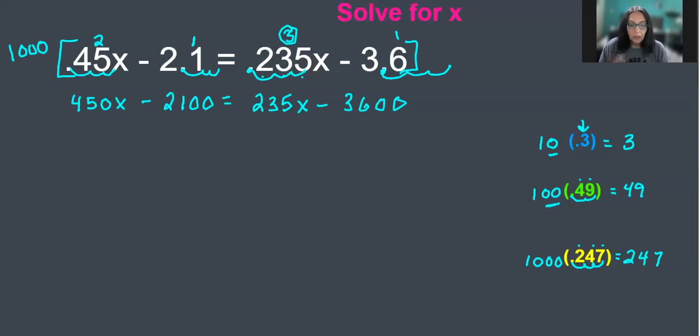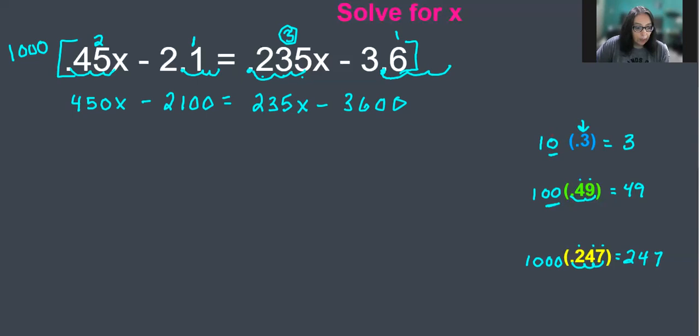Woohoo! Now, the next thing that I like to do, you don't have to do it this way, is get my x's together. If you prefer to get the constants together, you can do so. Also, I like to keep my x positive. So whatever my coefficient is for x, the number in front of the x, I want that to be positive. It's just less chance I'm going to make a mistake. That's the way I look at it.